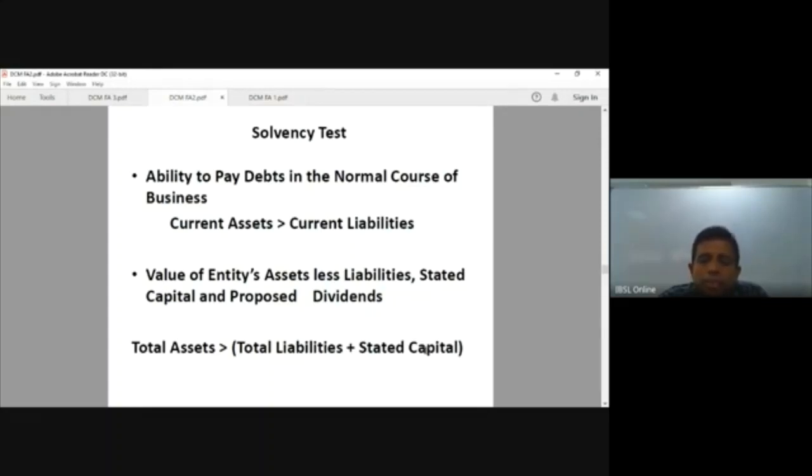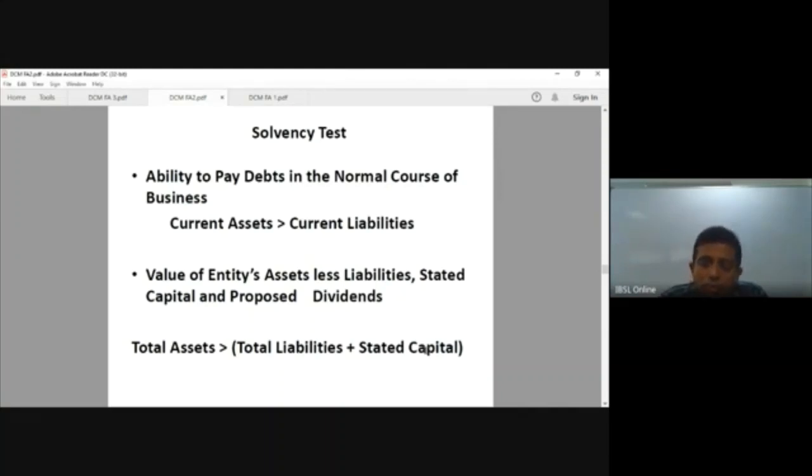What is the missing item here? If you take a balance sheet, you have the assets and on the other side you have liabilities and equity. Under equity, you have stated capital. And here another one is proposed dividend, that is also a liability. What is the missing item? Total assets, go to the second formula, total assets should be more than the total liability plus stated capital. Normally in a balance sheet, total assets equal total liability plus equity.